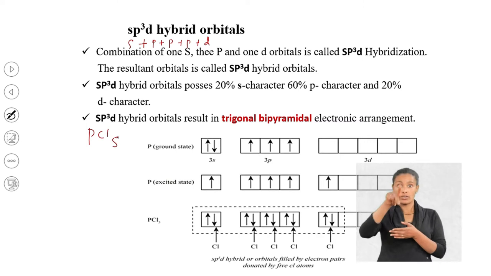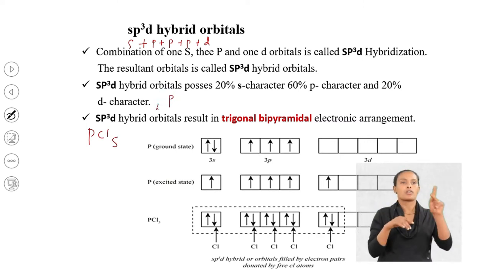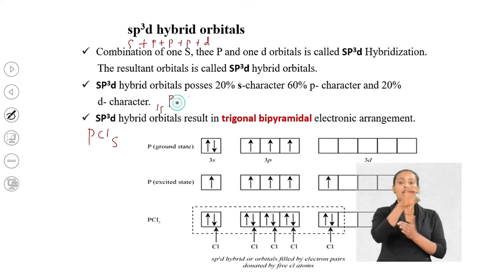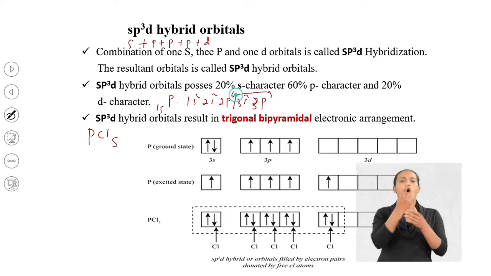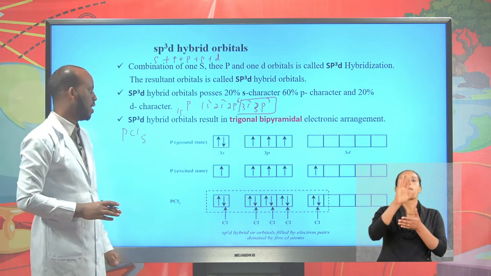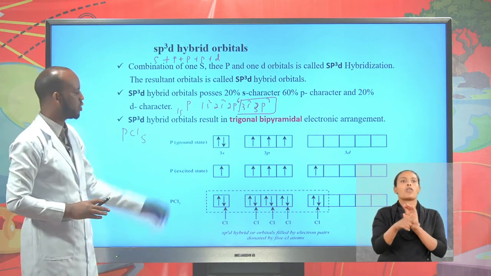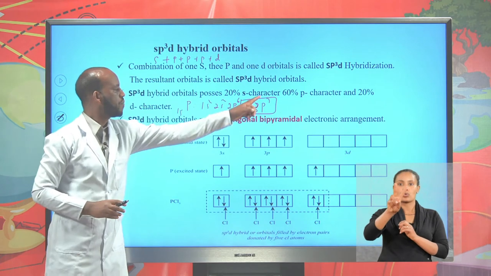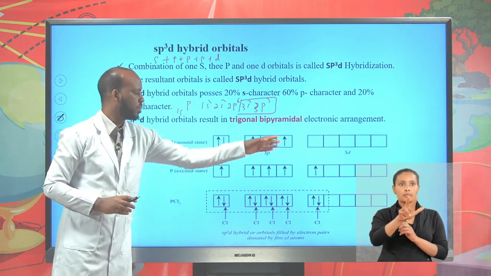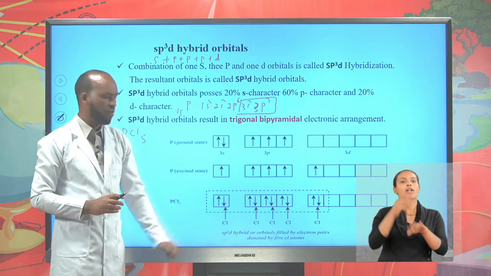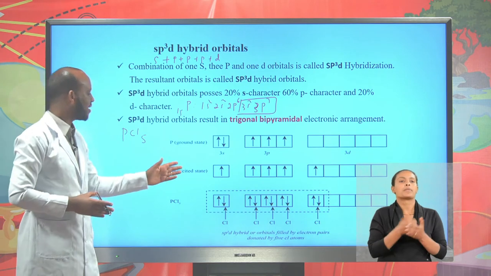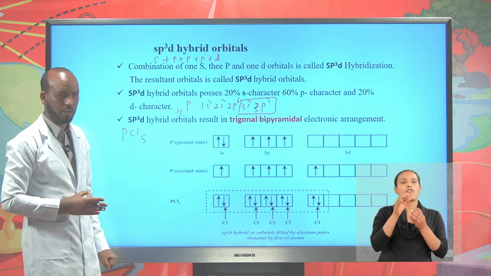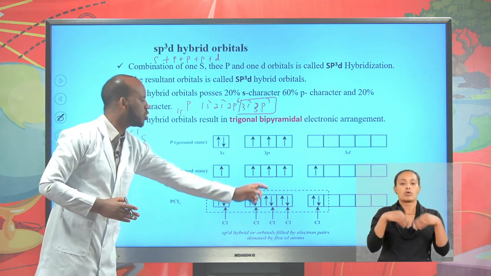Phosphorus has atomic number 15. Electronic configuration 1s2, 2s2, 2p6, 3s2, 3p3. Only valence electrons are involved in bond formation. Now the ground state electronic configuration of phosphorus is 3s2, 3p3. Hund's rule: before pairing, vacant orbitals must be occupied with electrons. Now excited state electronic configuration of phosphorus: one of these electrons is promoted to a high energy orbital.